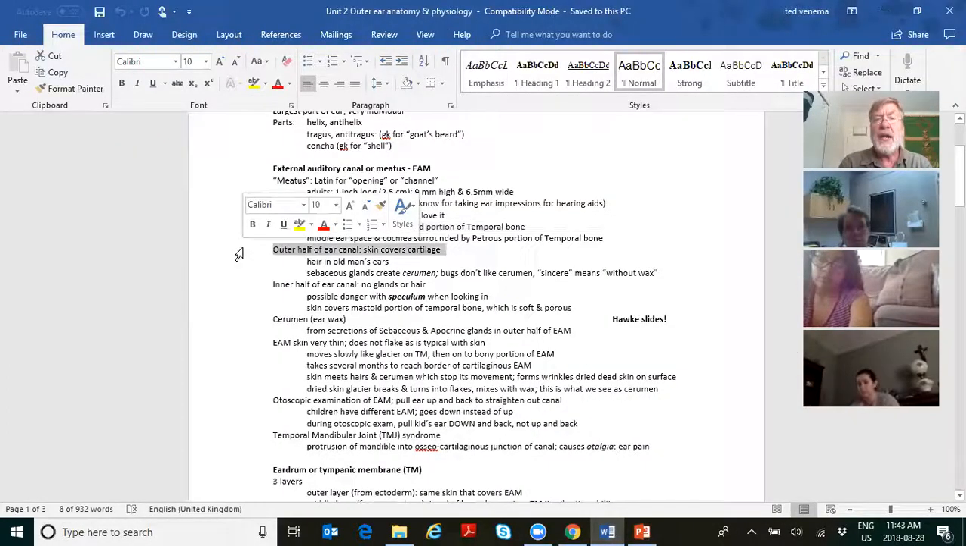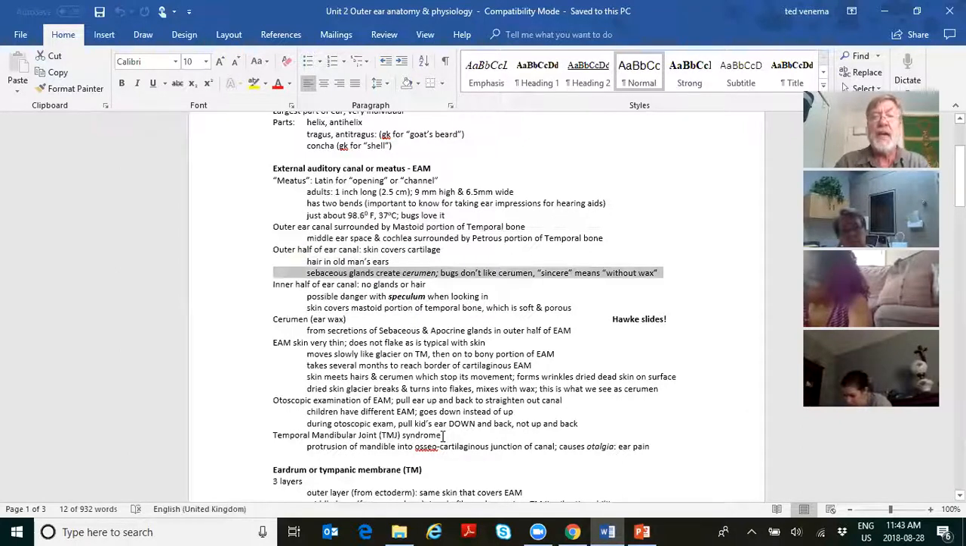Okay, the outer half of the ear canal skin covers cartilage, hair in old man's ears. The outer half of the ear canal has sebaceous glands that produce cerumen. Bugs don't like cerumen.